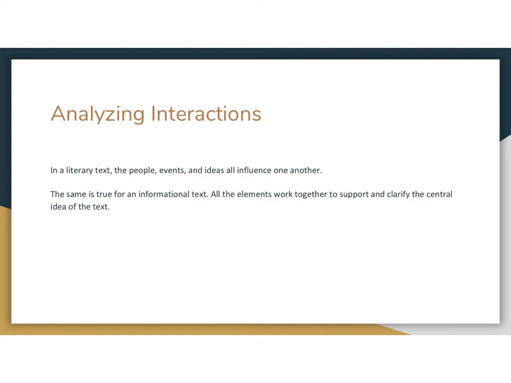So in a text, it's the people, events, and ideas that all influence one another. That's the interactions that you guys are going to be analyzing. The same is true for informational text. All the elements work together to support and clarify the central idea of the text. You as readers can improve your understanding of what you read by analyzing the different relationships and interactions between the people, events, and ideas. This gives you a better idea to be able to form important conclusions about a text, like how a specific event affects an individual or how one person's ideas can influence somebody else's ideas.